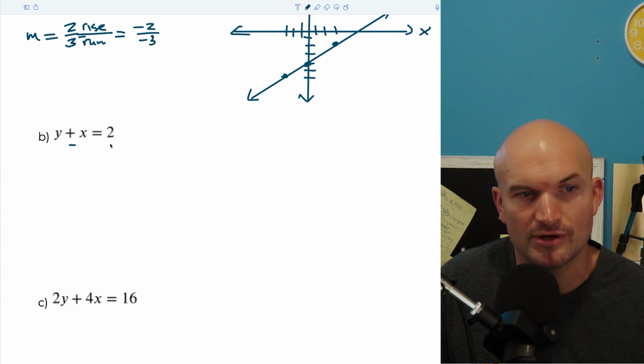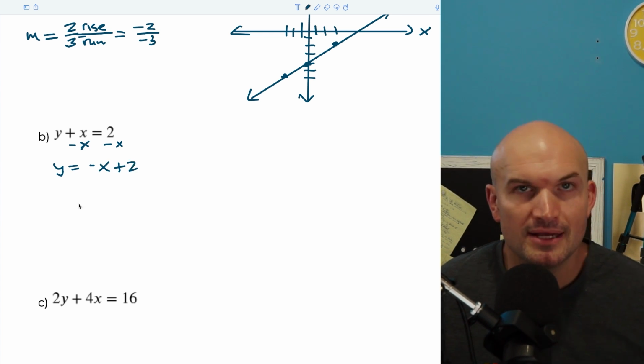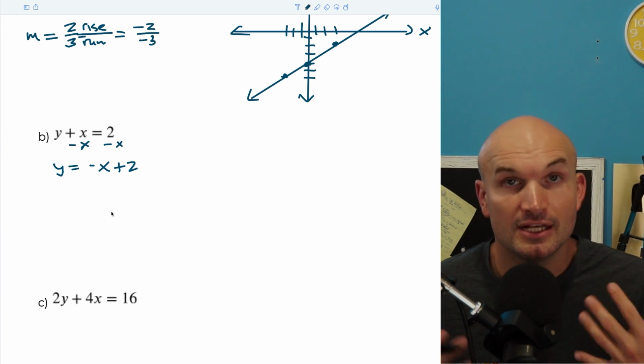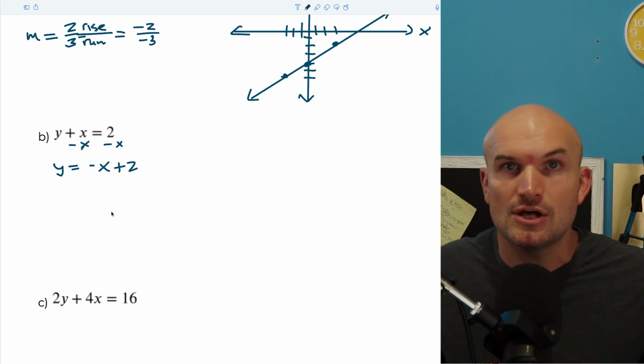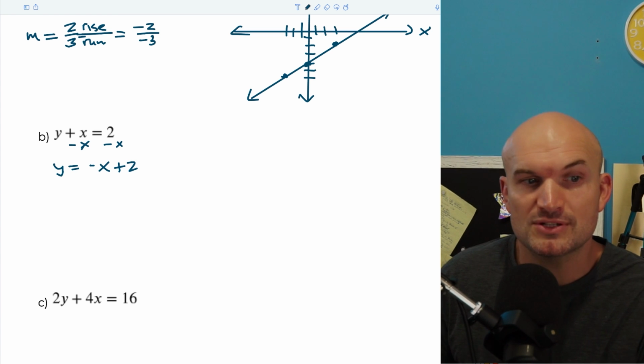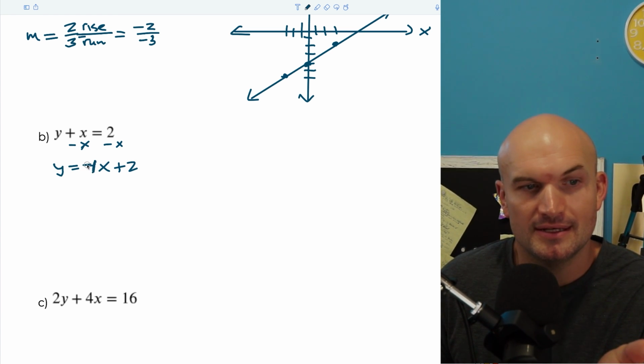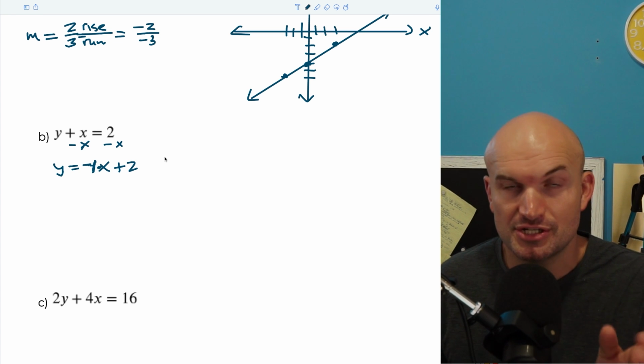So to put it in slope-intercept form, just go ahead and subtract x on both sides. And you get y equals negative x plus 2. Now, the reason why this problem is kind of important is because a lot of times students will see nothing in front of the x and they say, oh, there's no slope. Well, no, there is a slope. The slope is going to be negative 1. So when you have that minus x, remember that's going to be negative 1 times x plus 2.